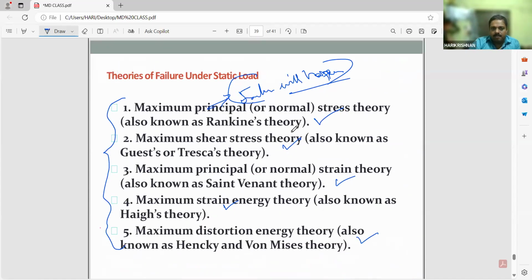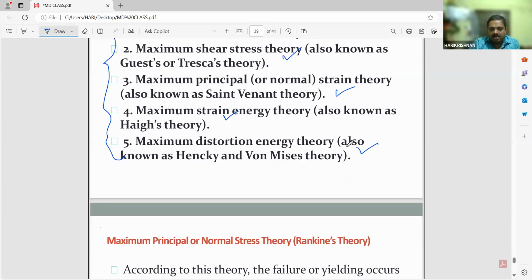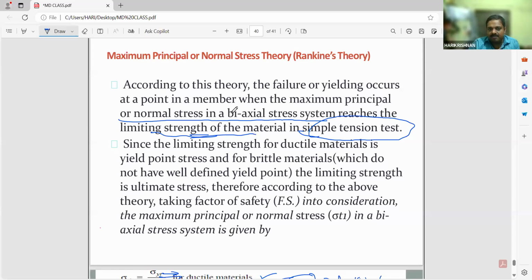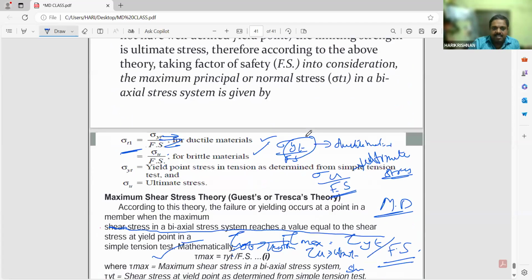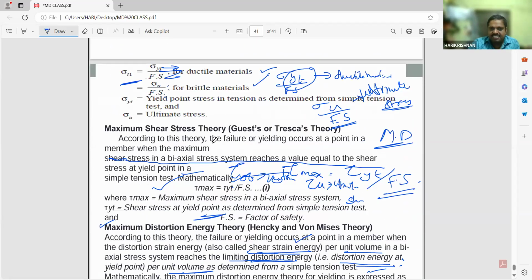So maximum principal stress theory: according to this theory, the failure of a member happens when the maximum principal stress or normal stress in a biaxial stress system reaches the limiting strength of the material in a simple tension test. Similarly, according to maximum shear stress theory, the failure or yielding occurs at a point in a member when the maximum shear stress in a biaxial stress system reaches the value equal to shear stress at the yield point in a simple tension test. So tau max is equal to tau YT divided by factor of safety.